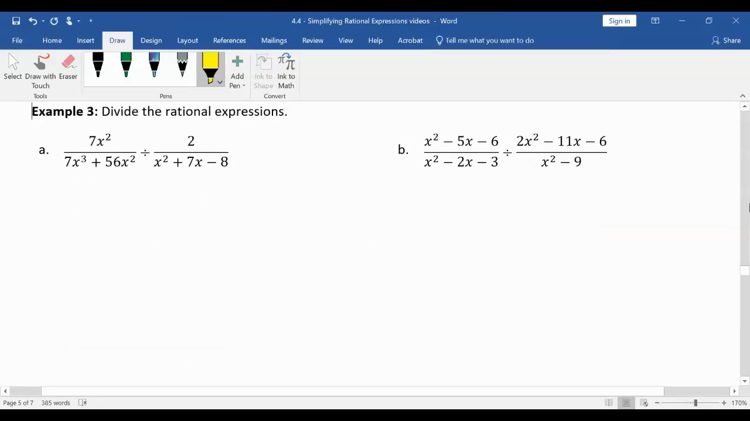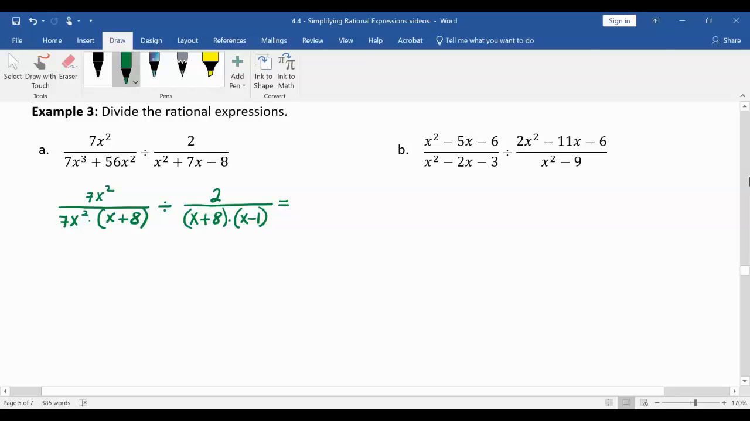Example 3, part A. In step 1, we have to factor the numerators, but we notice that both numerators are prime. Step number 2, we have to factor the denominators. So let's do that. After we factor the denominators, we have to multiply the first rational expression by the reciprocal of the second expression. That means we have to flip the second fraction and change the division to multiplication.